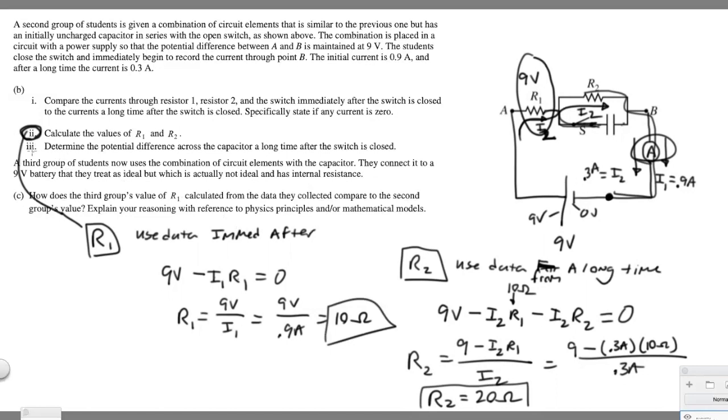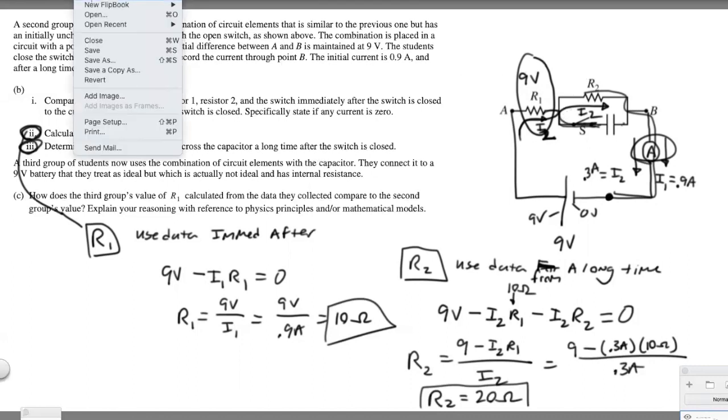Okay, part 3. Determine the potential difference across the capacitor a long time after the switch is closed. All right, for this question, the thing to realize, let me just revert this back so I can explain it nicely.